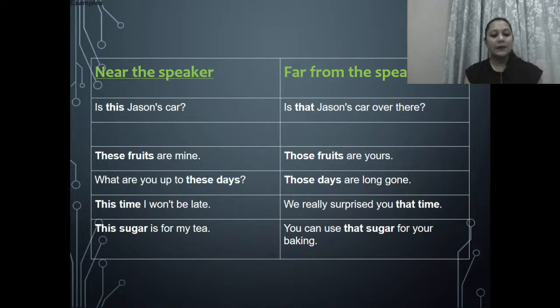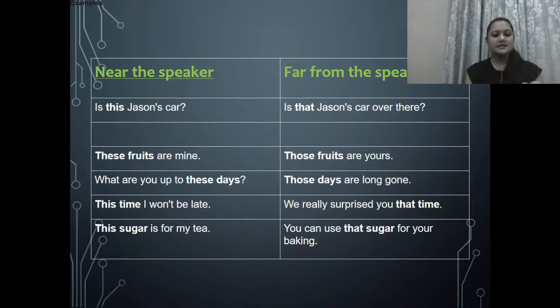Next example. What are you up to these days? You are speaking to somebody and talking about a recent happening, what is happening in the present scenario. So you say, what are you up to these days? Next is, those days are long gone. Here we're talking about a past event. So those days are already gone. That means they are far, in the context that we are talking about a past event or past activity.